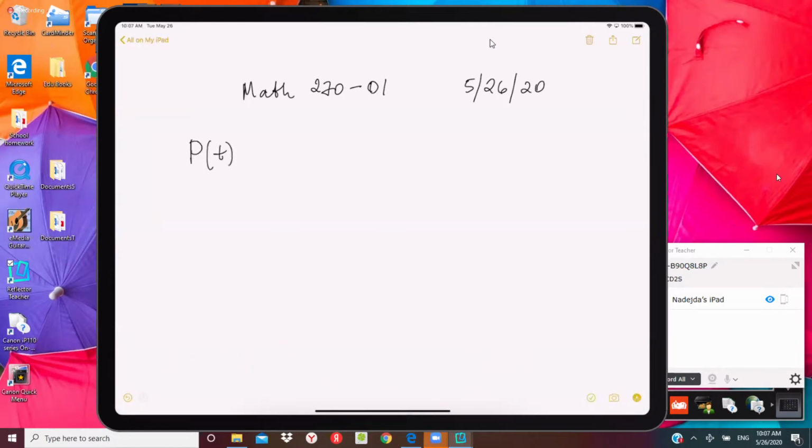Start writing. So this is the formula for the population growth. Capital K is the capacity times the initial population P sub 0, divided by P sub 0 plus K minus P sub 0 times e to the negative r times t. This is the one I use for this problem.